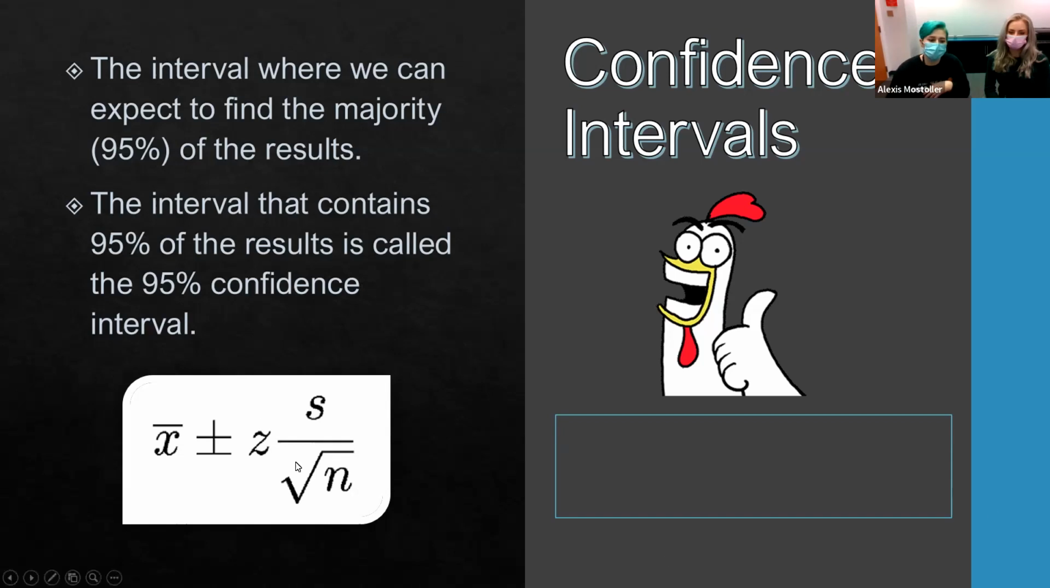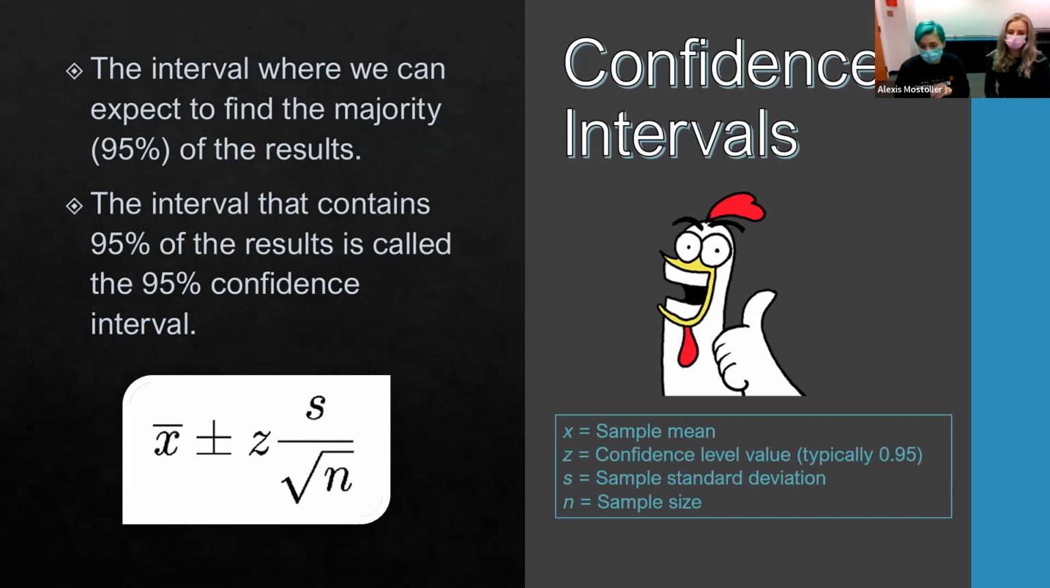So down below, I have the formula for that, as you can see. And I've got a little cheat sheet in case you're not sure what all those letters mean. X is your sample mean. You'll see that there's a plus or minus. That is because you need to find the positive and the negative value because you need both sides. But your Z is going to be the confidence level. Typically, it's that 0.95. The S is going to be the sample standard deviation, and then you'll divide that by the square root of your sample size. And that will give you your confidence interval, so you can know that the majority of your data is going to be within that range.